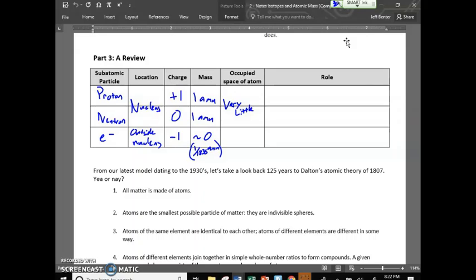Most of the protons and neutrons are found in the dense nucleus, which takes up very little space. The electrons, on the other hand, are most of your atom there. Well, most of the atom could be occupied by electrons, but it's usually empty. So the role of the proton is to determine your element. If you change the number of protons, you change your element. Its role is also to attract electrons to itself.